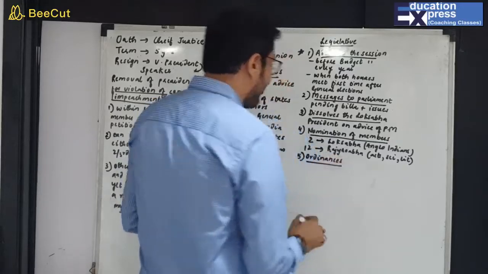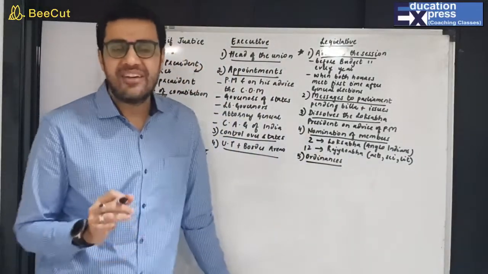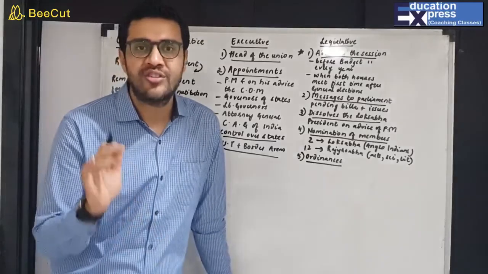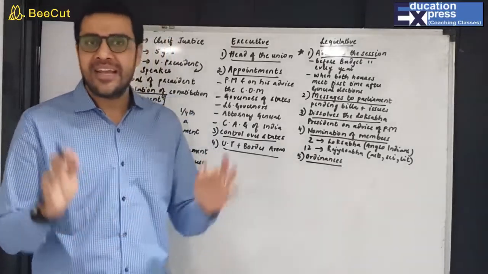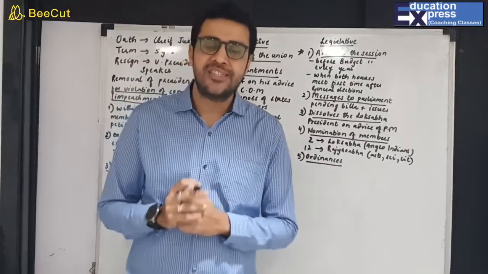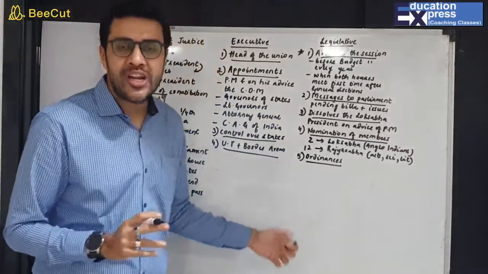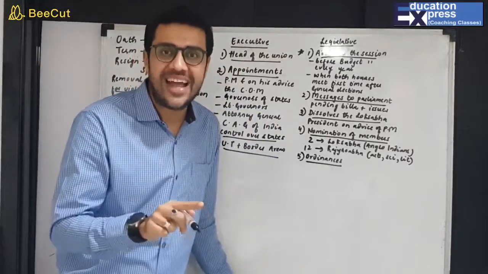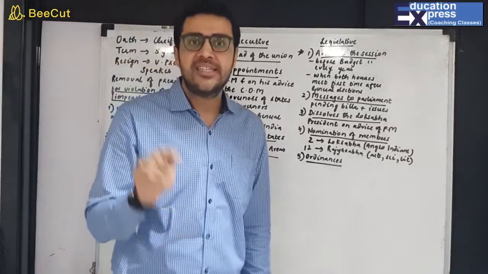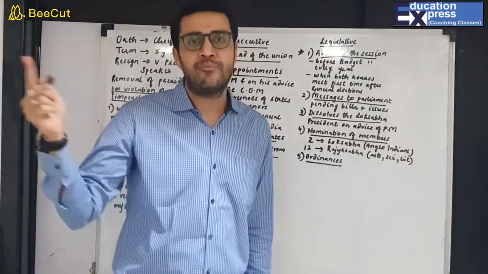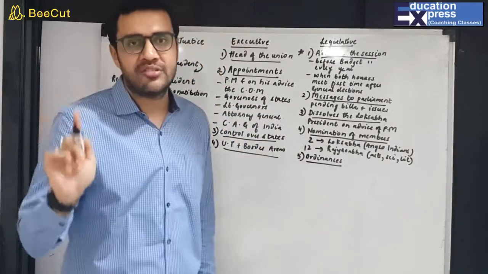ordinances. Very, very important. What are ordinances? The President can give an ordinance when both the houses of the parliament are not in session. See, laws are made in the parliament. If the parliament is not in session and an important law has to be passed, that law is passed only and only by the president. But understand that this law is a temporary law. It will remain only till 6 weeks after the reassembly of both the houses of the parliament.